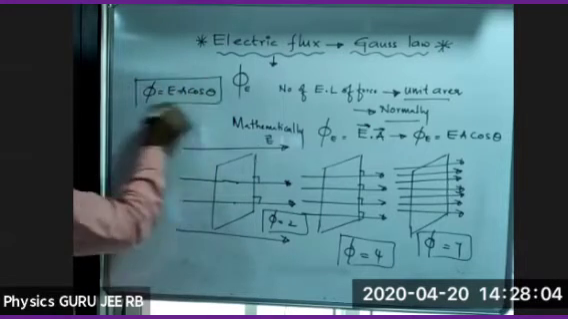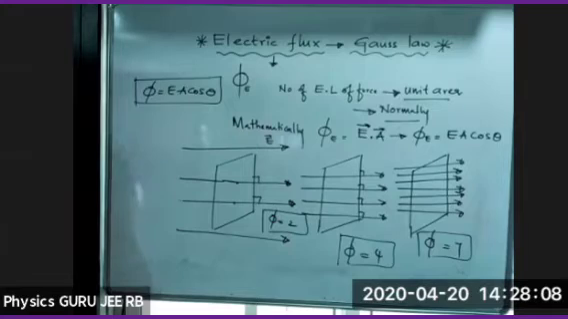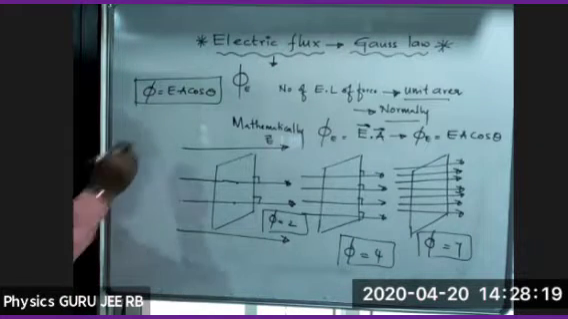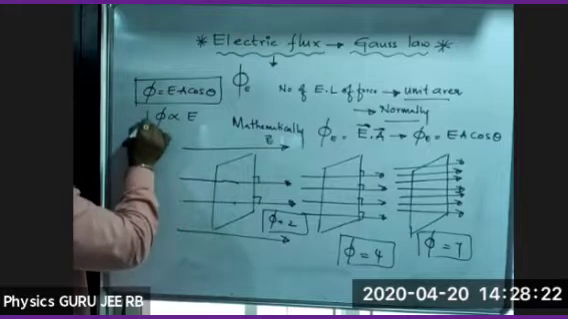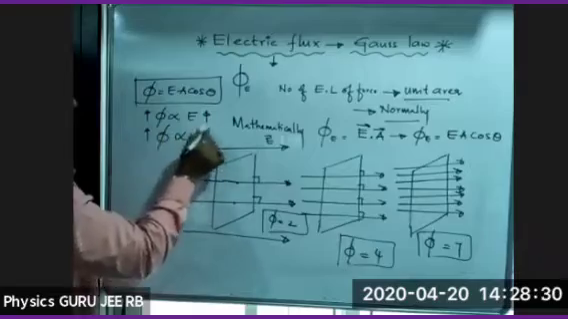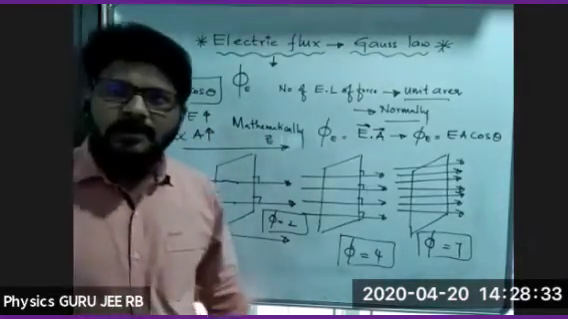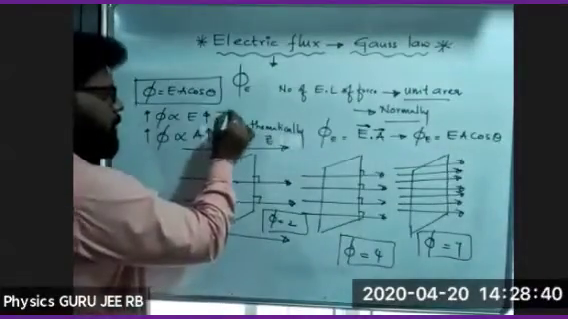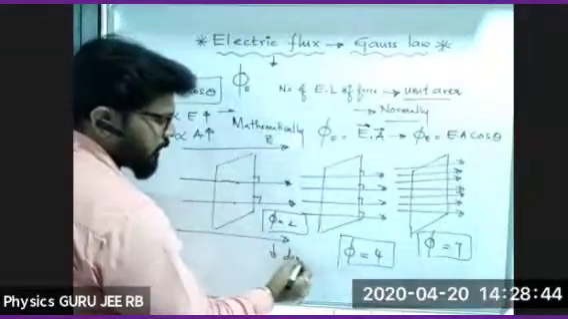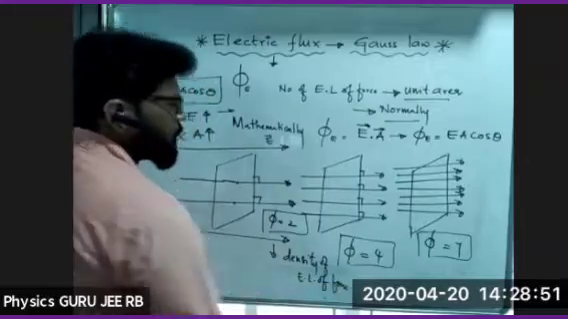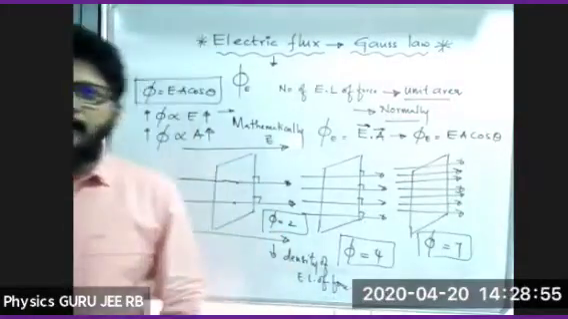Theta is the angle. What angle? Let us see here. What is the angle theta here? Phi is equal to EA cos theta. So take the screenshots. Here flux is directly proportional to E. Flux increases as electric field increases. It is also directly proportional to area. Flux increases with increase of area. It's also called density. So here we can say the density of electric lines of force. Number of lines is nothing but density. Just take down.